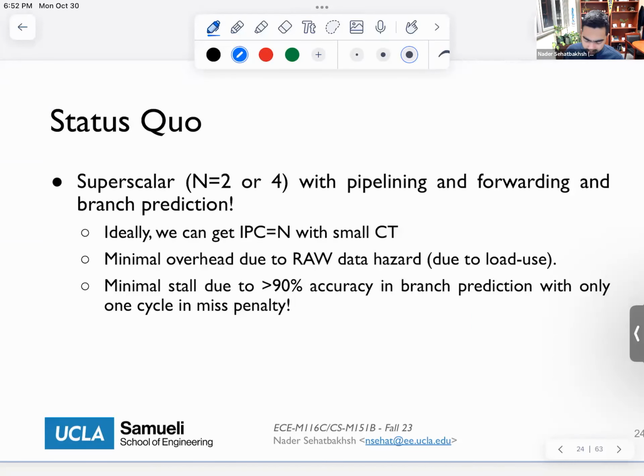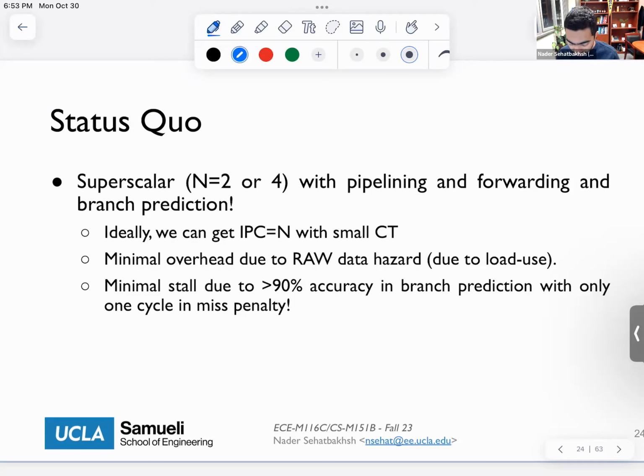As I said, the status quo is that we have superscalars, for example n equal to 2 or n equal to 4. We have pipelining, forwarding, branch prediction. We have everything that we want. Ideally, we want to achieve IPC equal to n with very small CT, and minimal overhead due to RAW data hazards and so forth. And we have very accurate branch prediction as well, with only a 1 cycle miss penalty. So these are things that we have.